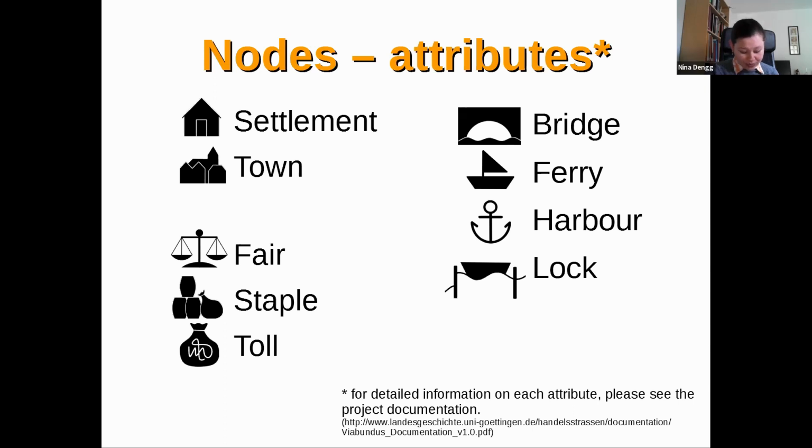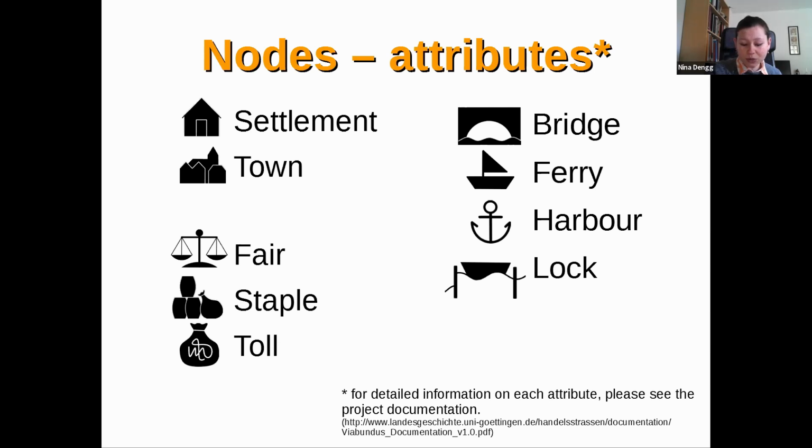Then we have staples. Staple we understood as the forced unloading of wares for a certain amount of time, usually in trading centers. We have tolls, and tolls we see as any kind of payment along the road. We only included tolls, customs, and fees that related to traffic, such as fees of safe conduct. Market tolls and tolls on certain wares were therefore not specifically included. Then we have bridges. I guess those are pretty self-explanatory.